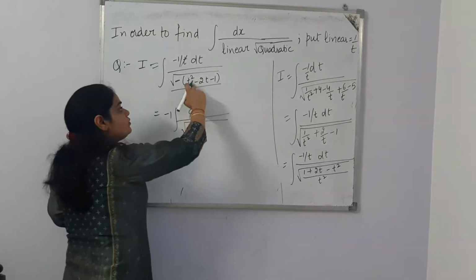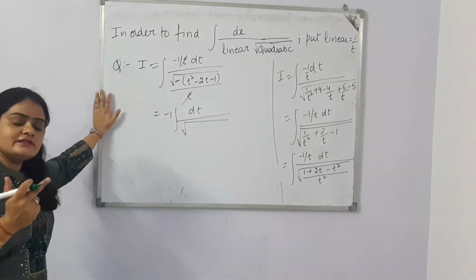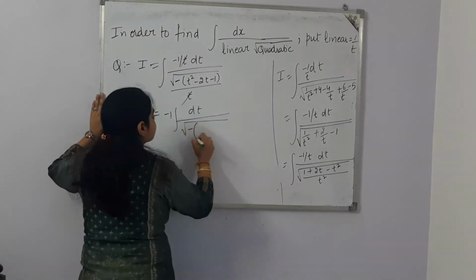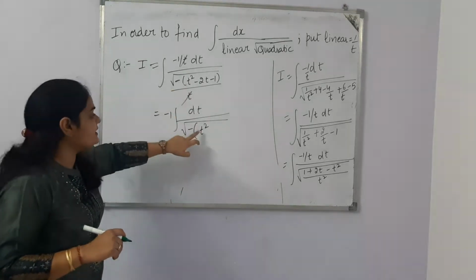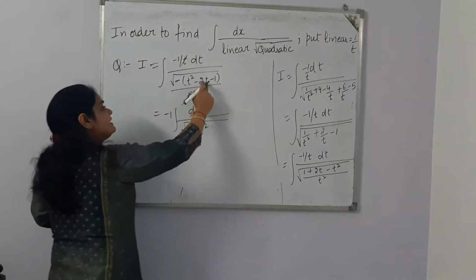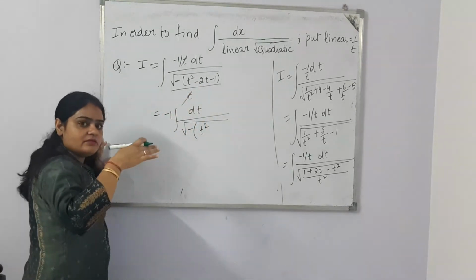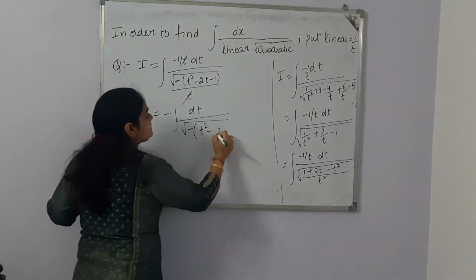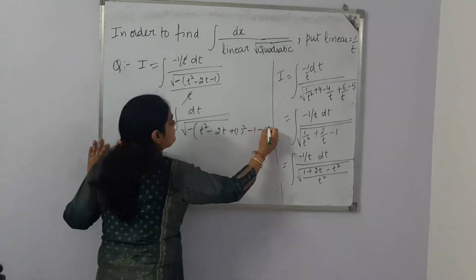So here inside the root there is a quadratic function. In this case we always follow the completing the square criteria. The completing the square criteria says the coefficient of t square should be 1, it is already 1, and take the coefficient of t, which is 2, divided by 2, which becomes 1. So we need to add 1 square and subtract 1 square.